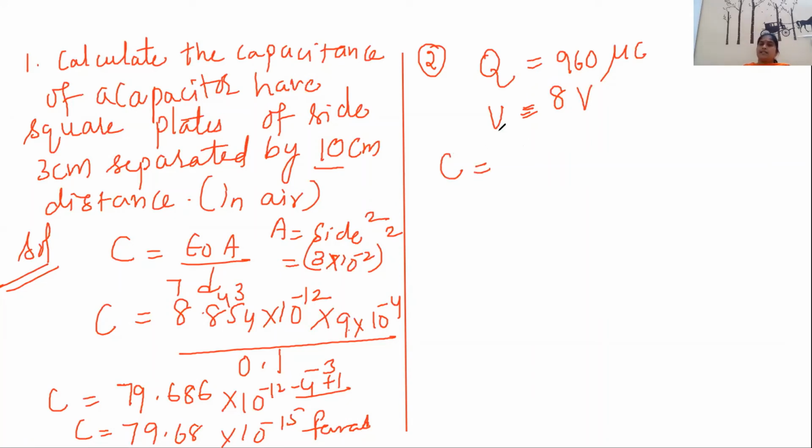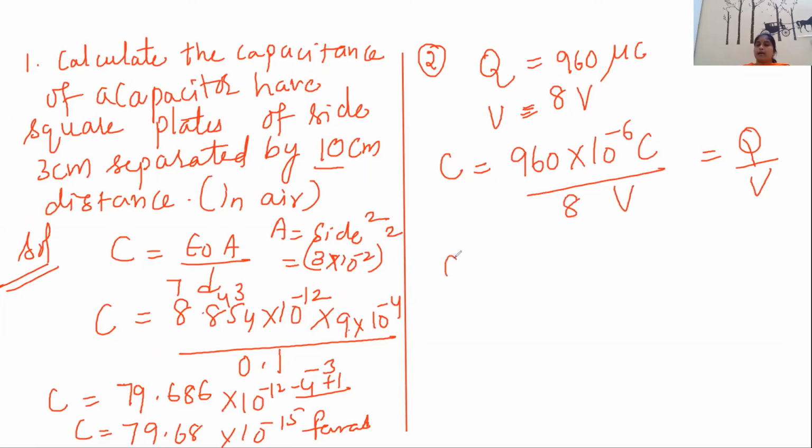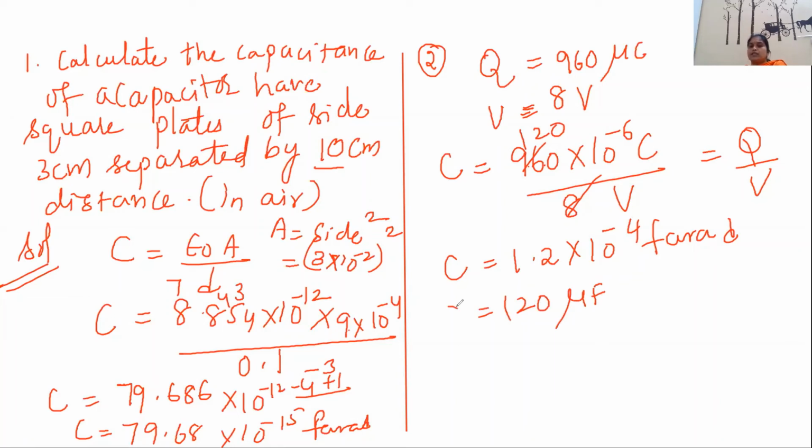The formula is Q by V. The charge stored is 960 into 10 power minus 6 coulombs, and the potential applied is 8 volts. So the capacitance of the capacitor is 120 divided by 8, which gives 1.2 into 10 power minus 4 farad. If you want to convert into micro, it will be 120 microfarad. So this is the capacitance of that capacitor.